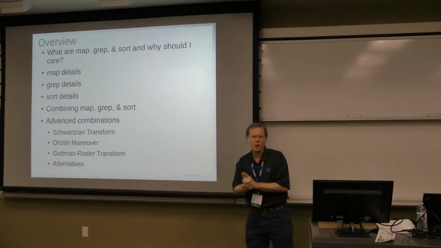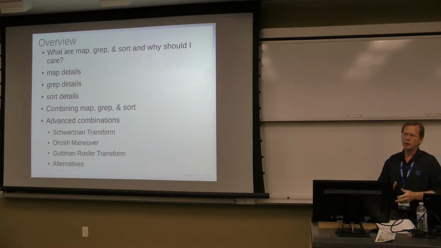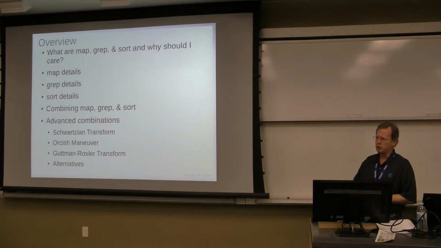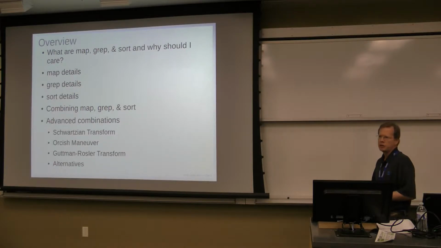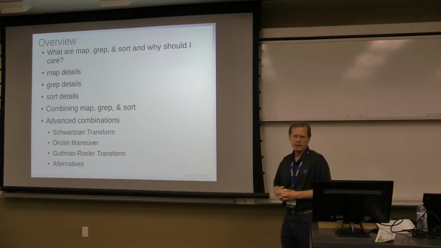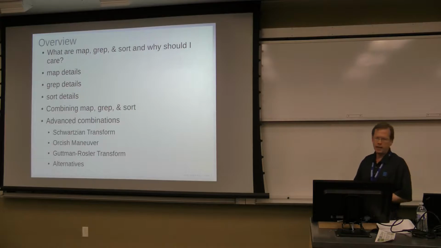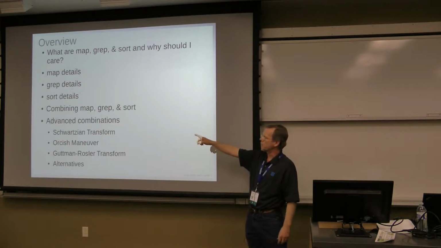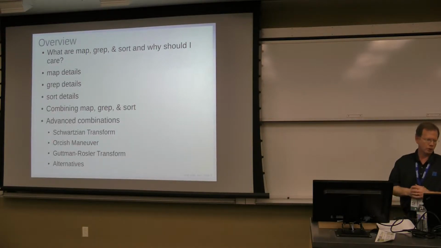So first we're going to go over what is map, grep, and sort, and how we use them, why we should care about them. We're going to go into details on each one and show you some of the various things we can do with them, some of the efficiencies we can have doing one way as opposed to another way. And then we're going to combine them. And this is where we get some real fun, powerful stuff that will really shorten your code and hopefully will make it more easily understood and maintained. And then in these combinations, we're going to talk about the Schwarzian transform, the Orcish maneuver, the Gutman Rossler transform, and some other alternatives.